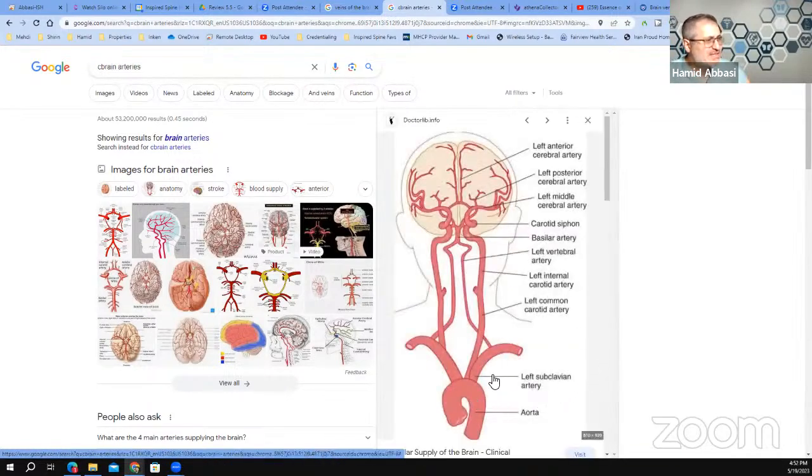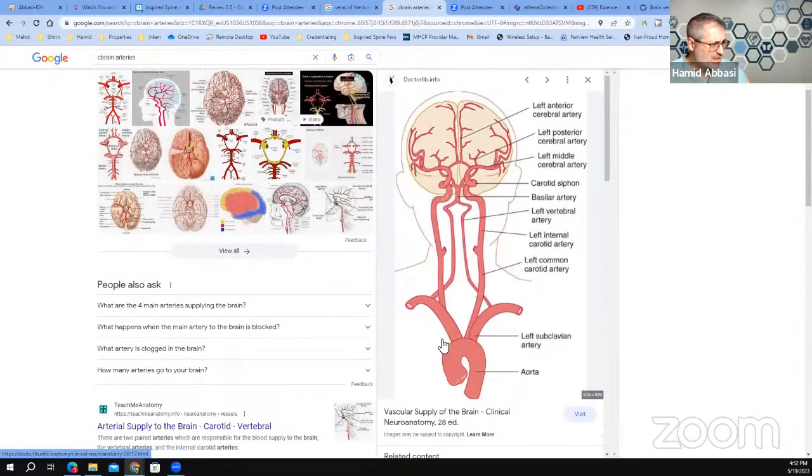So here you see another schematic of how they come together and where they take off. And we talked about that, that the left side comes from the aorta directly, but the right side comes from the brachiocephalic artery and so on. So I think we covered it all. Do you guys have any questions?